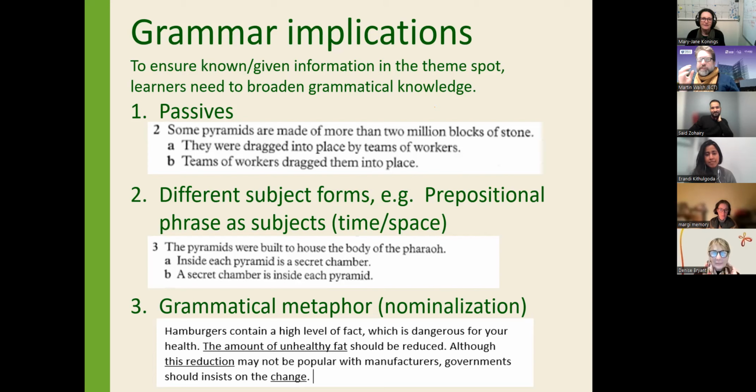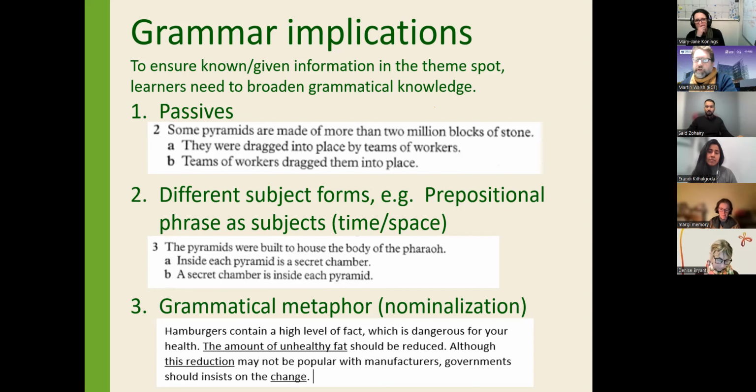So I think the main point here is, when you are trying to maintain this principle of putting given information in the theme position, you will often have to utilize a range of different grammar structures. Some of these structures may be unfamiliar, or, depending on the level of your learners, there are some structures that they may need to learn and become familiar with. And so you either have to draw attention to them or teach them. Is everyone okay about that?